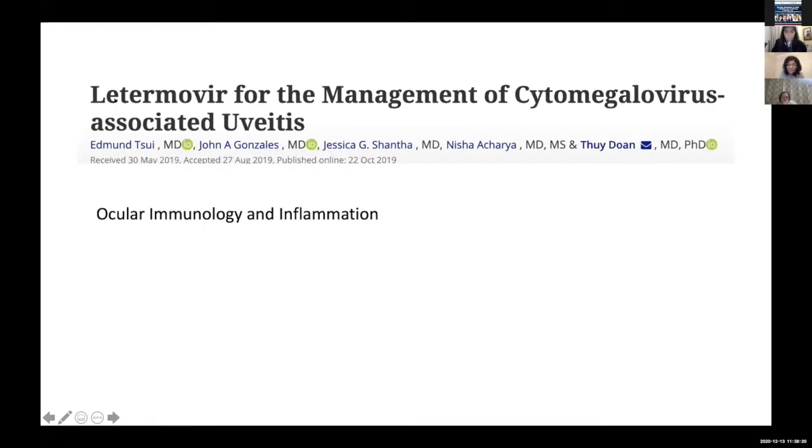So just to mention this new medicine, letermovir, there was a paper from our group. Edmund Choi was a fellow at the time, and he's at UCLA now. Thuy Doan was a senior author here, and I think started using this medicine, but we all have patients now that are on this who had failed valganciclovir. This was a small case series of 6 patients, but they either had side effects with valganciclovir, and they all did well with control of inflammation on letermovir. So just wanted to bring that to everyone's attention.